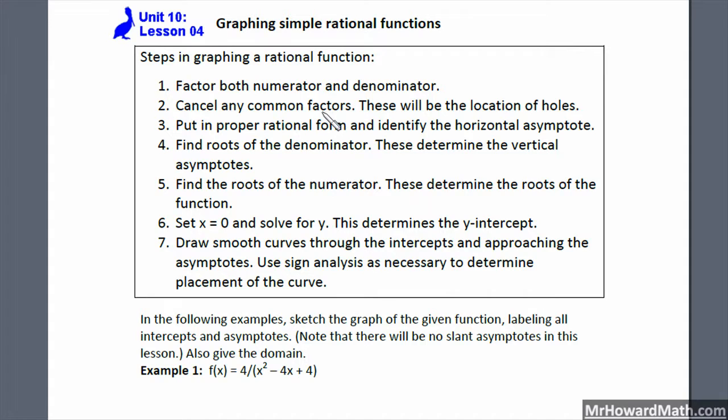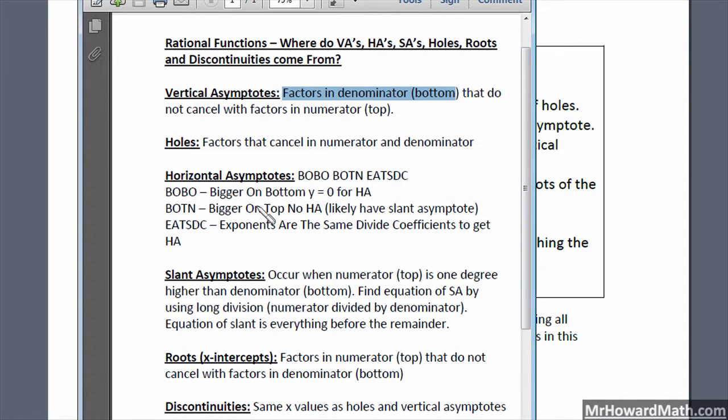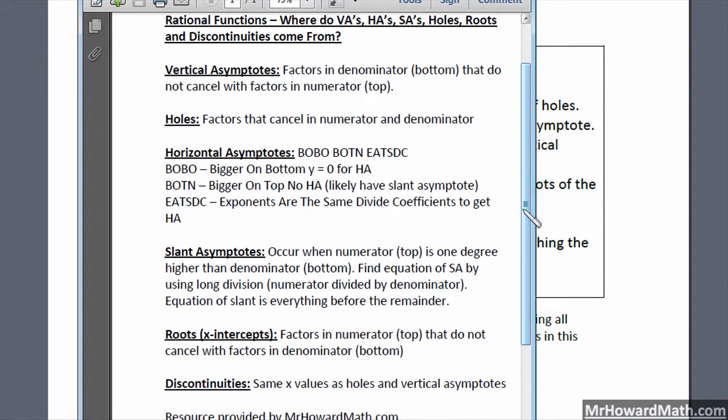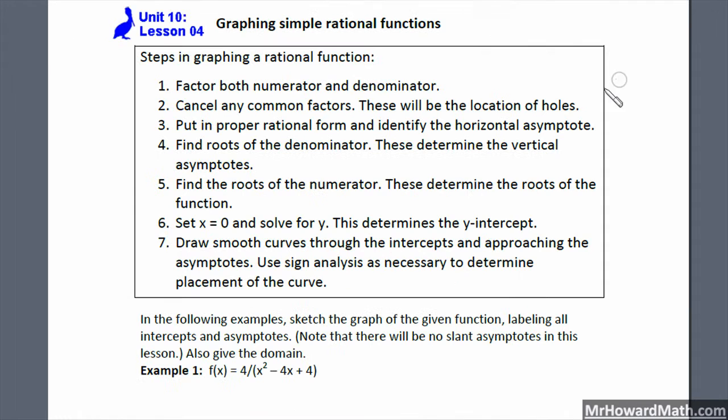denominator. We always do that first so that we can see what we're working with. The common factors between the numerator and denominator that cancel will give us the holes in the graph. That's step 2. Put it in proper rational form and identify the horizontal. We will actually be using these shortcuts that I've put together. In the last video you saw these, so we'll be applying all of this in the lesson today.